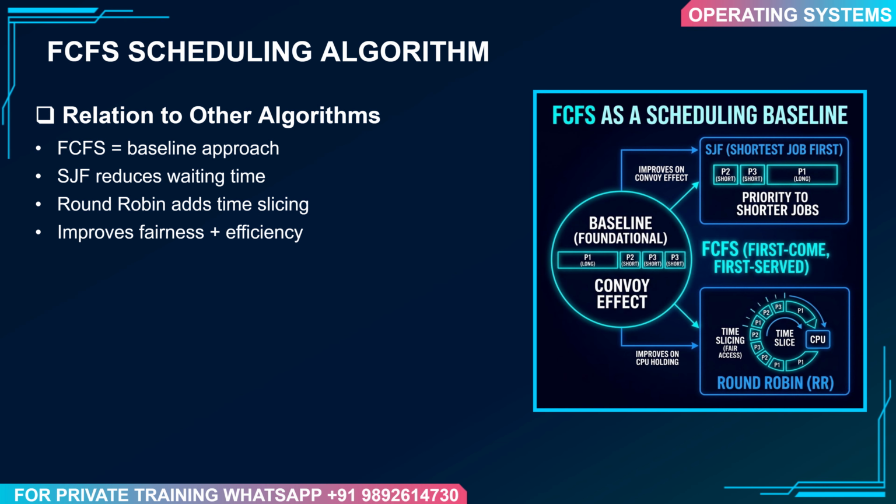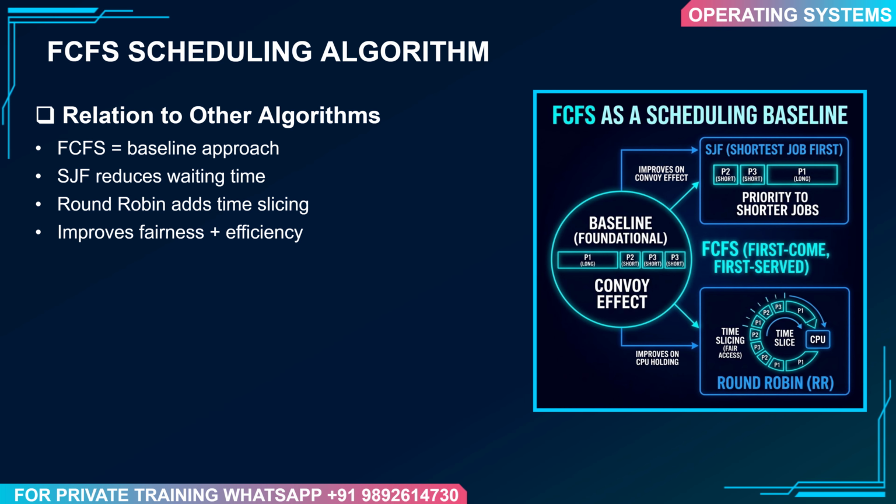Now, one more thing to understand is how first come, first serve connects with other scheduling algorithms. First come, first serve is often considered the baseline. More advanced algorithms like shortest job first or round robin try to improve upon its limitations. For example, shortest job first tries to solve the convoy effect by giving priority to shorter jobs. Round robin introduces time slicing so that no process holds the CPU for too long. You will see these improvements clearly in the upcoming topics. So, in a way, first come, first serve helps us understand the problems that more advanced algorithms are trying to fix.